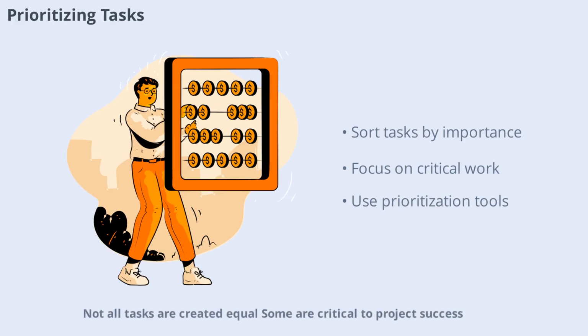Not all tasks are created equal. Some are critical to project success while others can be delayed if necessary. Prioritizing tasks helps you allocate resources where they'll have the greatest impact. Techniques like the Eisenhower matrix or MoSCoW method can help you sort tasks by urgency and importance, ensuring your most valuable resources are focused on what matters most.